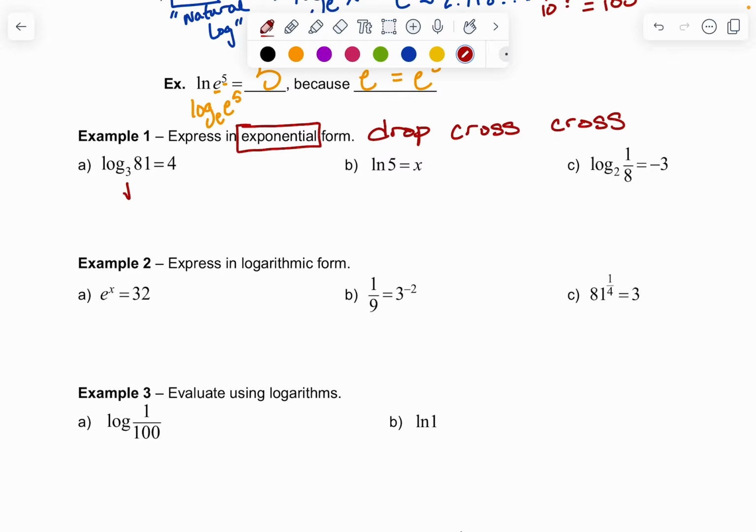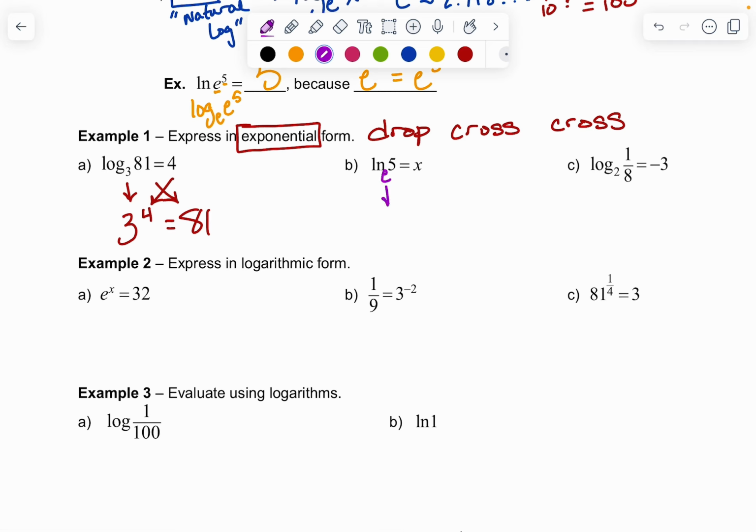So to start with, drop your base, cross over, and you would ask yourself, is that true? 3 times 3 is 9, times 3 is 27, times 3 is 81. So yeah, checks out. Now, remember on this next one that ln is an understood e.